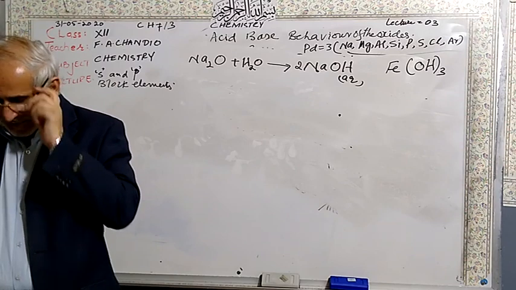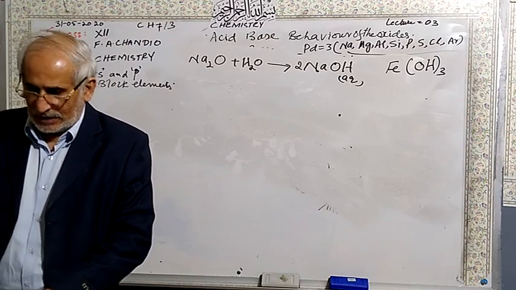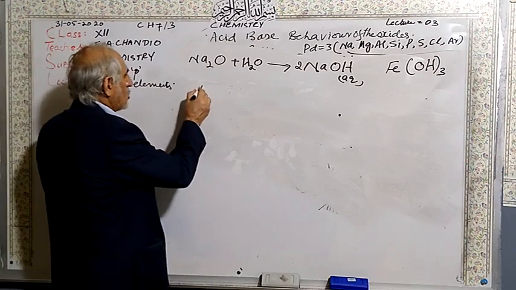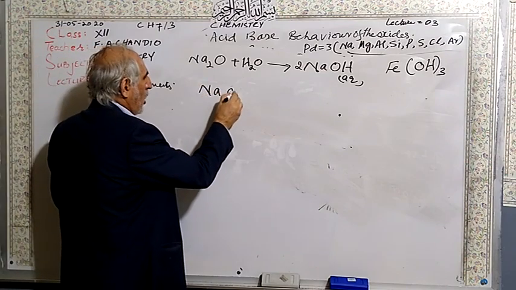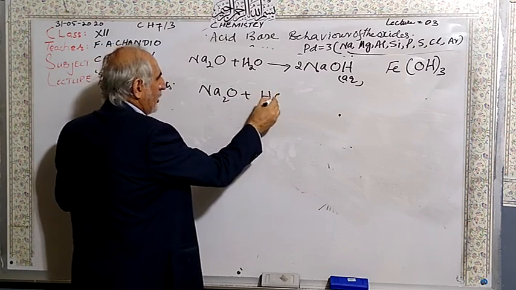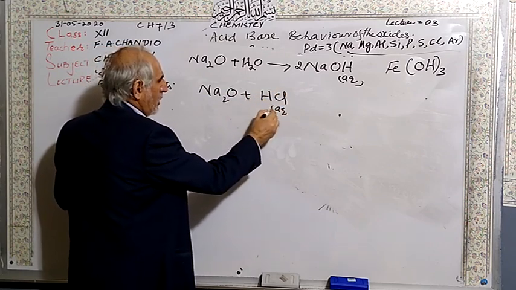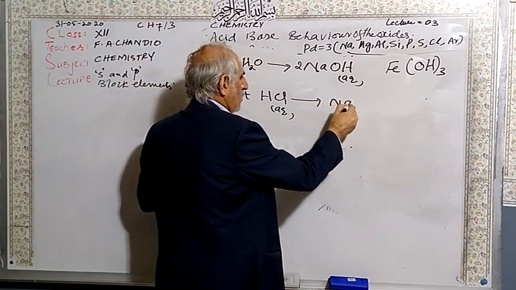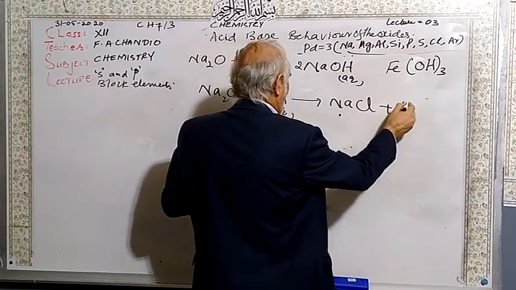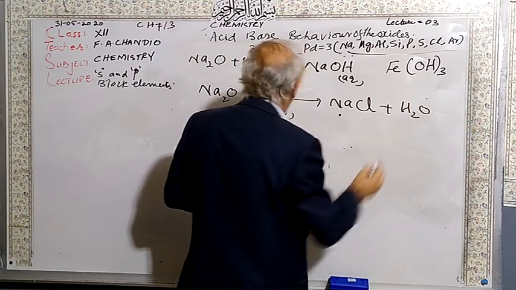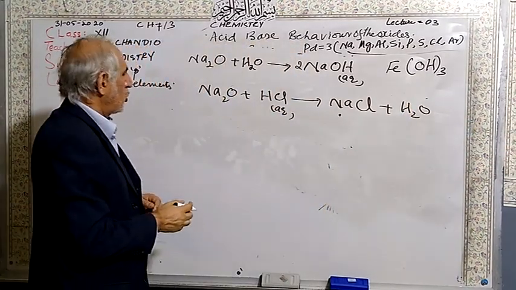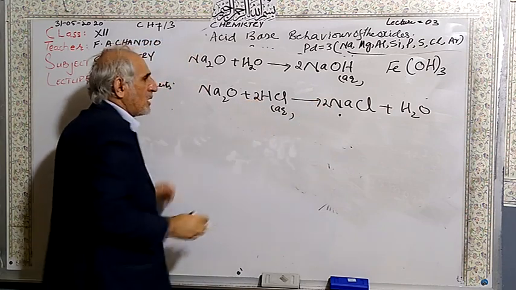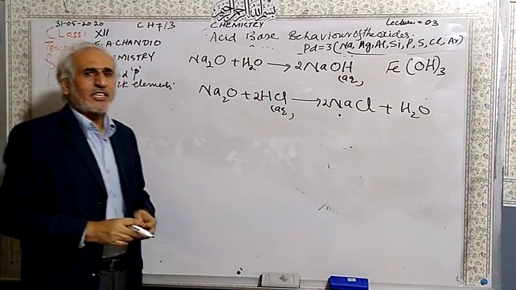So these bases react with acids. Sodium oxide reacts with acid to form sodium chloride and water. You will get salt and water, neutralization.